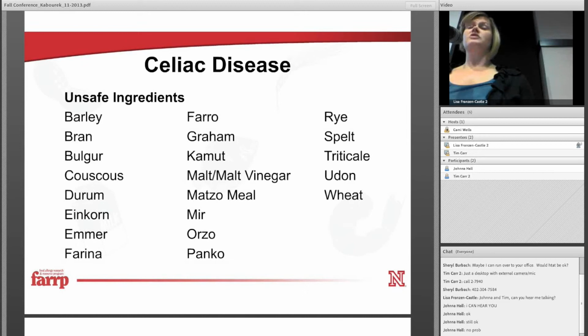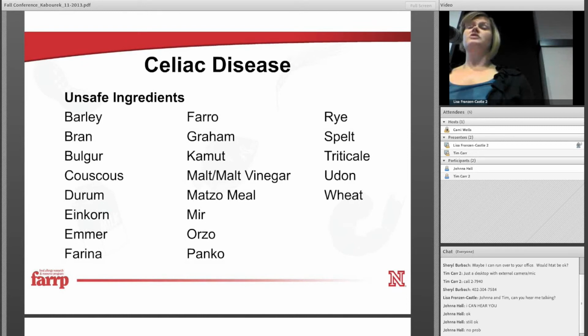Here are some other sources where gluten might hide. Lunch meats, licorice, medications. If you have kids in school playing with Play-Doh, that contains wheat. So you have to either make your own Play-Doh or find an alternative.